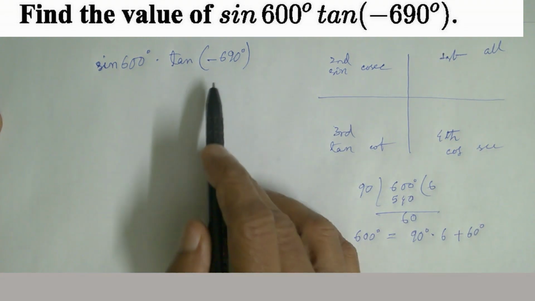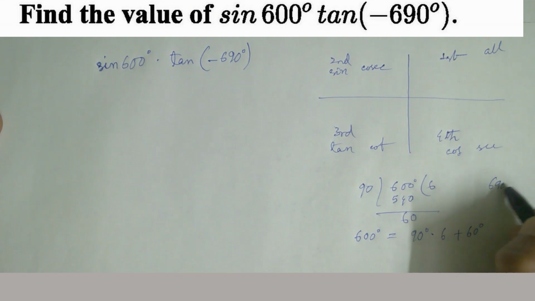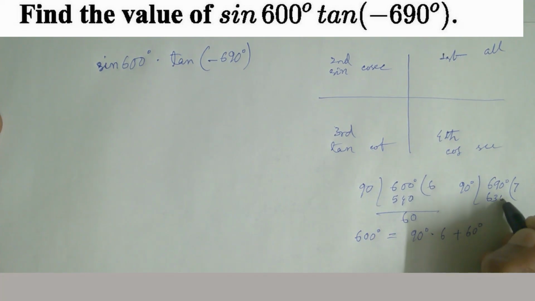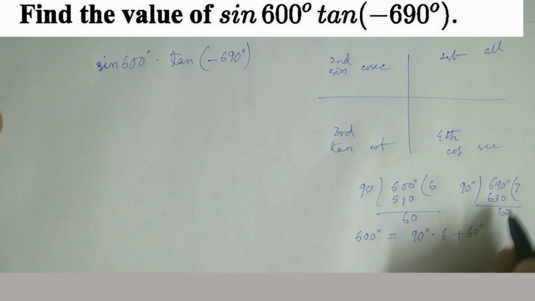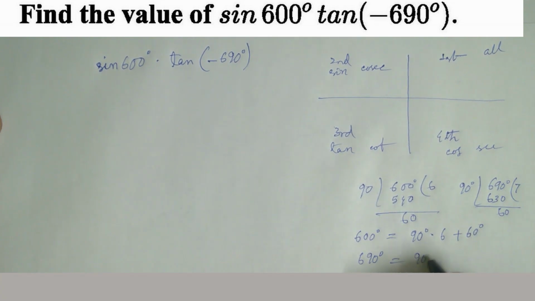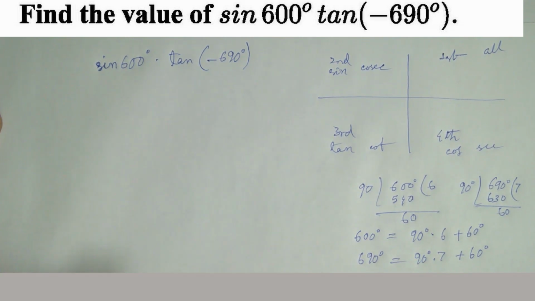Similarly, divide 690 degree by 90 degree. 7 9 the 63, remainder is 60. So 690 can be written as 90 degree into 7 plus 60 degree. Now see, these two we write first this way.